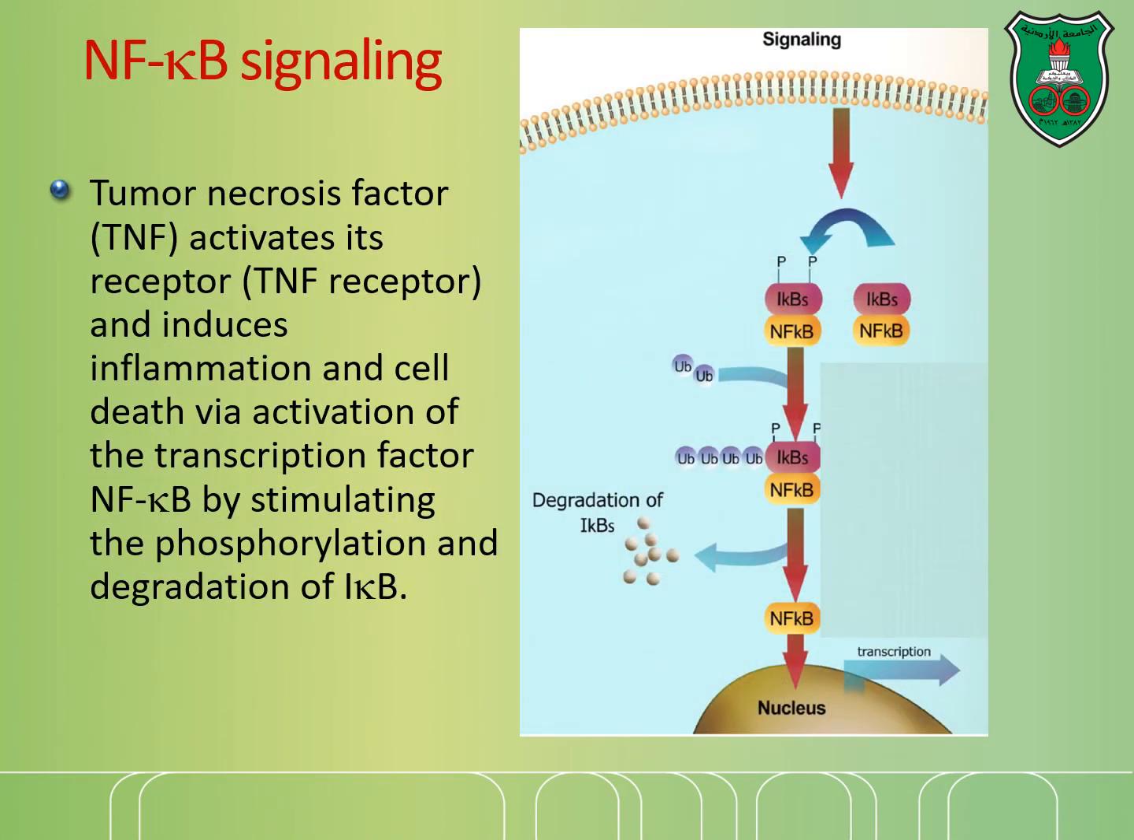Another pathway that is important for you to know is the one that involves tumor necrosis factor and NF-kappa B. So tumor necrosis factor is a ligand that binds to its receptor, TNF receptor, and it induces inflammation and cell death. And this happens via activating NF-kappa B, which is a transcription factor. So NF-kappa B is usually in the cytosol bound to its inhibitor, inhibitor of kappa B. Now, phosphorylation of the inhibitor results in its labeling by ubiquitins and then its degradation. NF-kappa B translocates into the nucleus, inducing transcription of certain genes that induce inflammation and cell death.